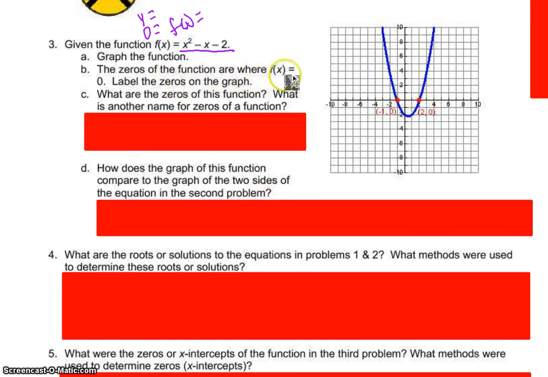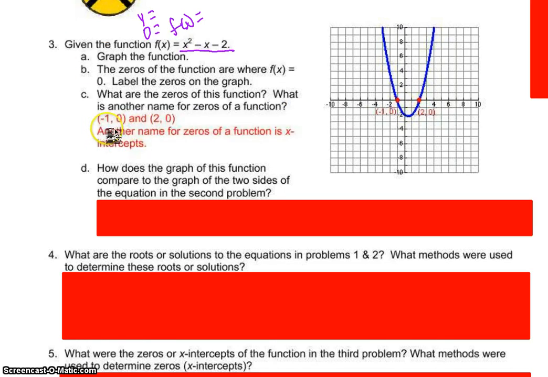The zeros of the function are where f of x is equal to 0. Label the zeros on the graph. The zeros are where it crosses the x-axis, -1 and 2. What are the zeros of the function? What is another name for zeros of a function? Well, -1 and 2 are your zeros. Another name is x-intercept.